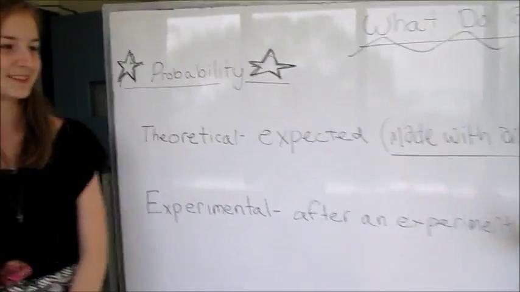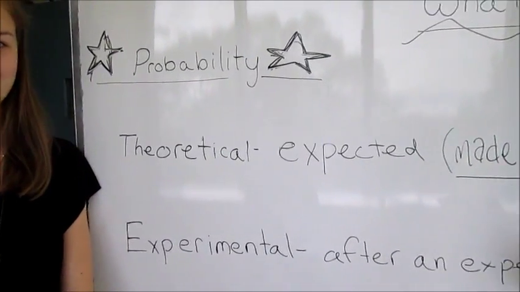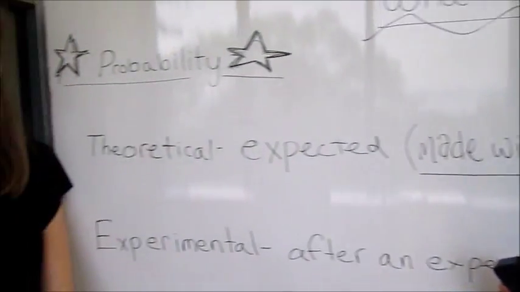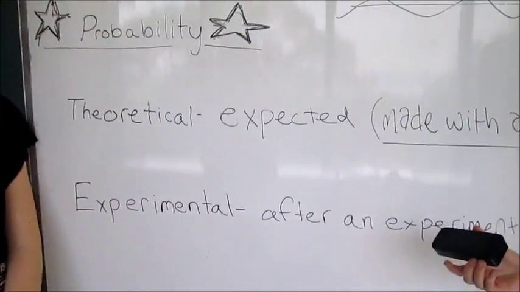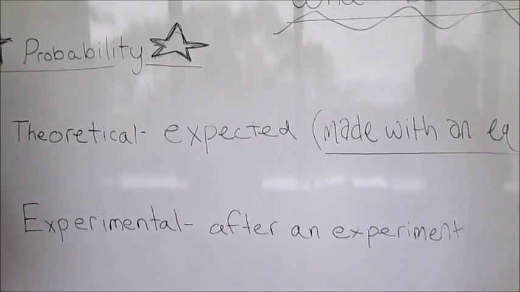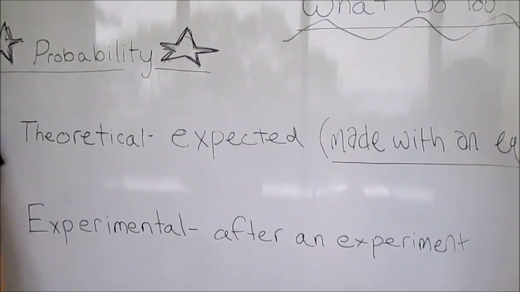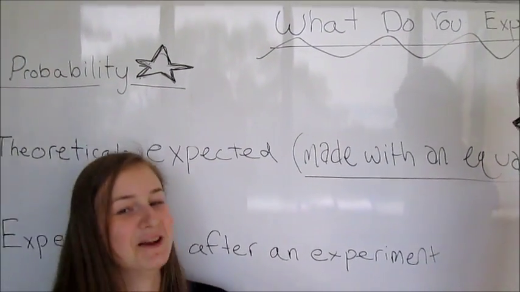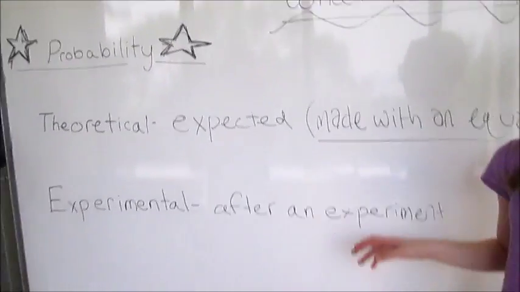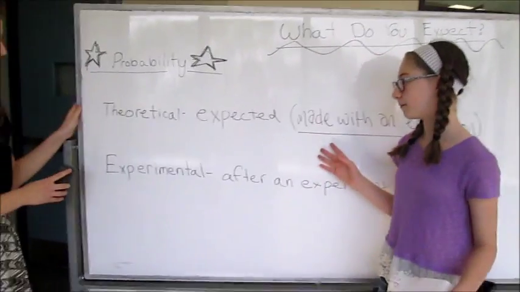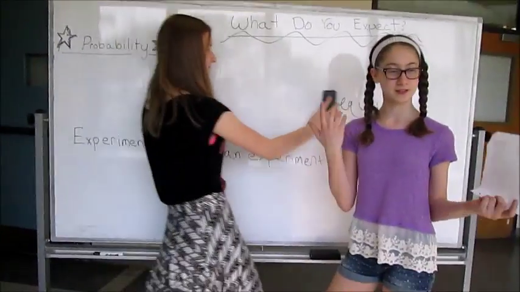Theoretical probability is the expected amount, or the number of ways that an event can occur over the total number of outcomes. Experimental probability is the actual number of ways that the event occurred over the total number of outcomes after an experiment. So we're going to do some examples of the theoretical probability by doing some marbles.